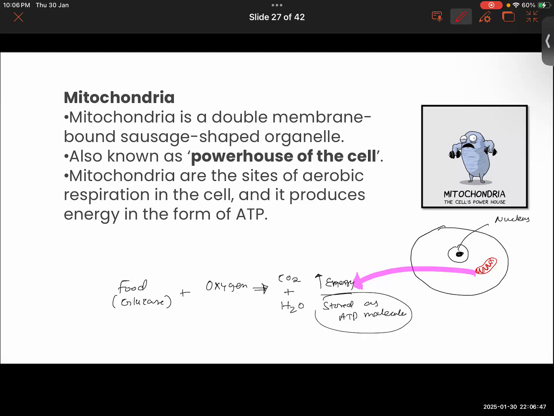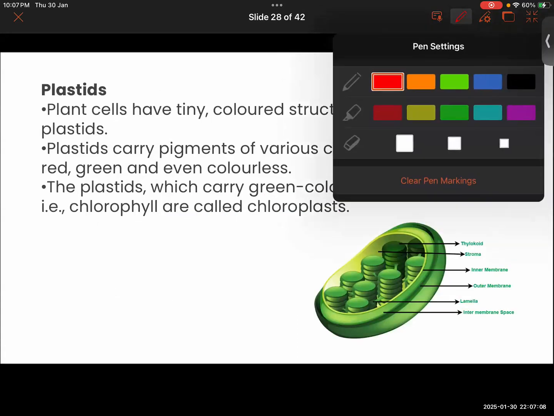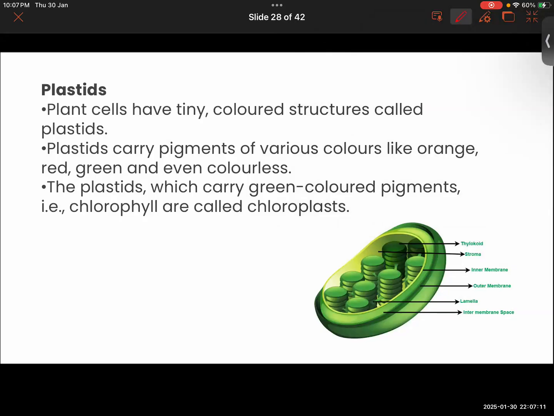In many cases we see that it stores calcium, helps in storage of the calcium in the blood also, and helps in breaking down the fatty acids and all that. But the main thing is that these are the sites of aerobic respiration in the cell, and it produces energy in the form of ATP molecules. So it is appropriate to call this the powerhouse of the cell.